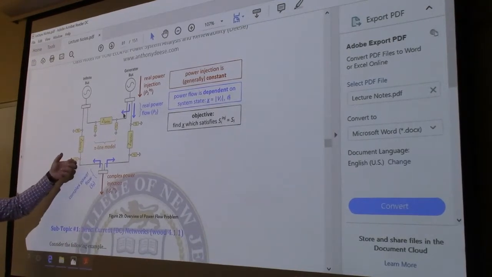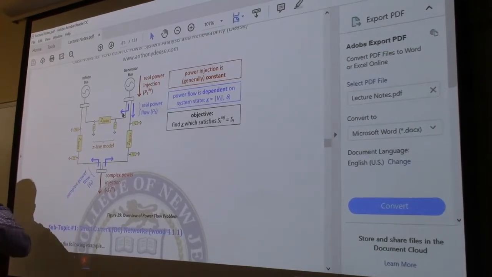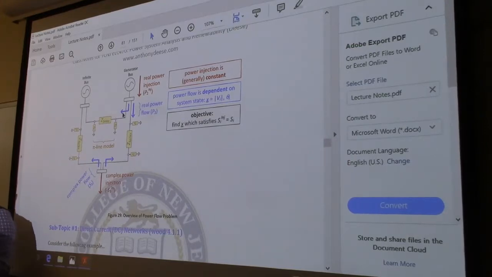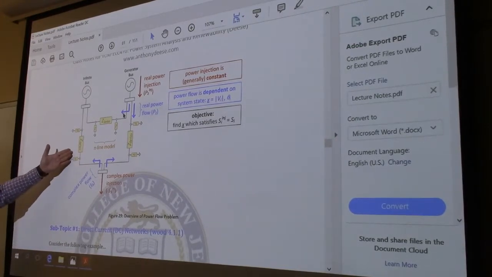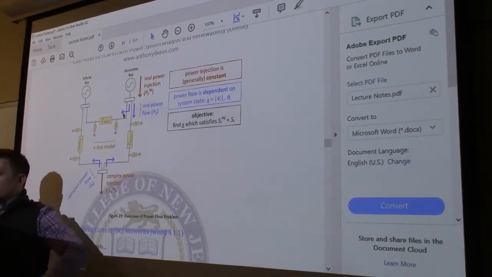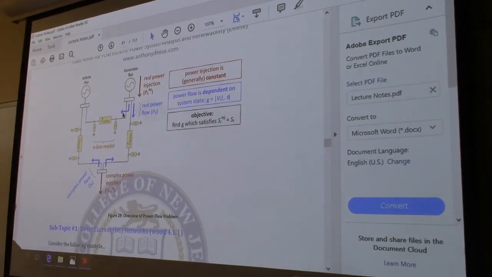The lines, if you remember, when we talked about transmission lines briefly, we talked about something called the pi model. We're going to, in most cases, be using a pi model. So you'll have a series element and 2 shunt elements on either side. And that will be purely a constant impedance.